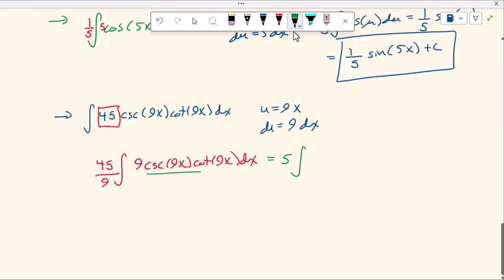And this is cosecant u, cotangent u, and then my du. Now this will make a nice little antiderivative that we should recognize. So cosecant u, cotangent u du. So again, that du was 9 dx. And here's the 9, and here's the dx, and it came over here to create the du. So if I look at the integral of cosecant u, cotangent u, again, that's a nice little antiderivative that should seem familiar, and that should equal negative cosecant u.